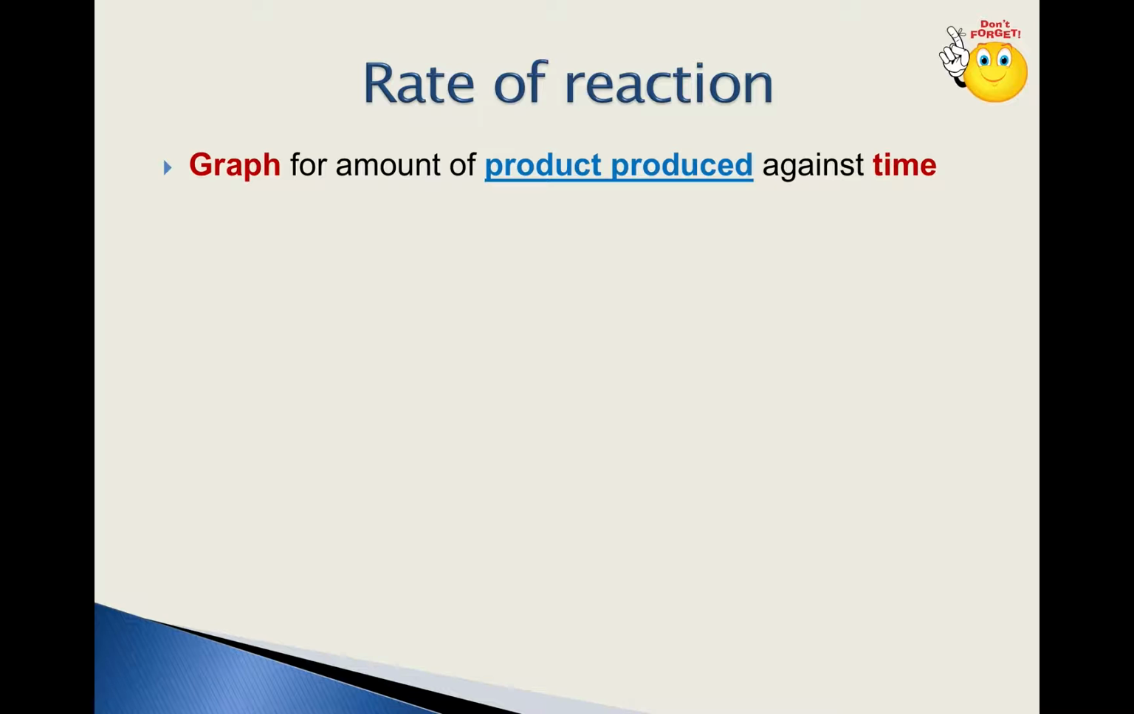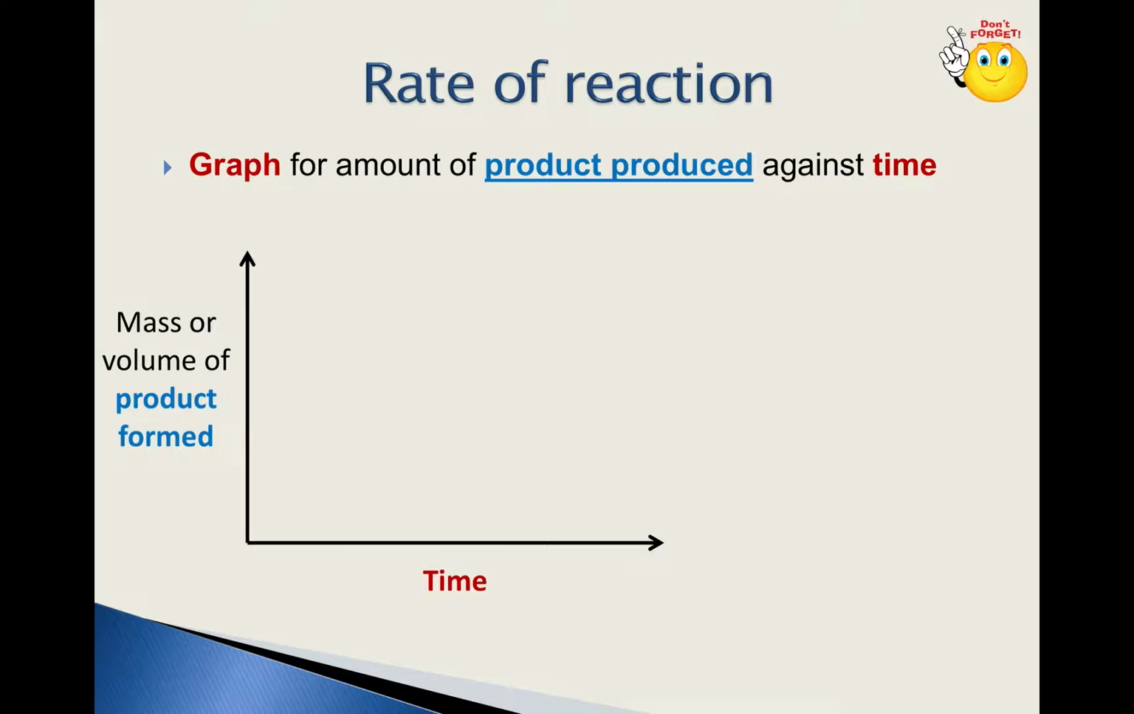So here's the graph for the amount of product produced against time. And as I've said before, the shape will be exactly the same regardless what product you have. So the shape will be exactly the same. So learn the shape for the exam. On the x-axis, I've put time. And on the y-axis, it depends on what type of product you have. Are you looking at the mass of product that you're collecting? Or are you looking at the volume of the product you're collecting?